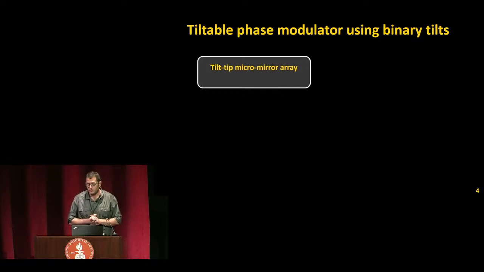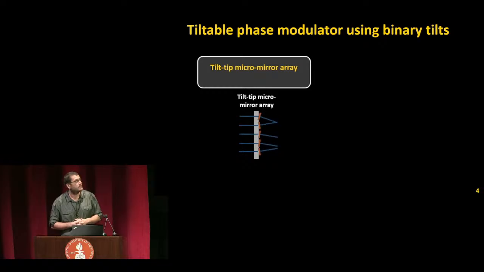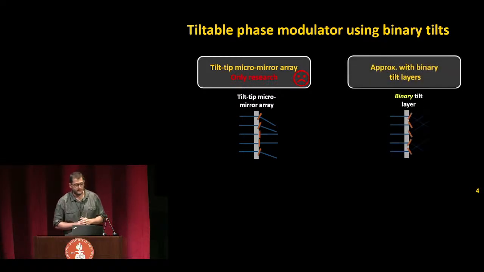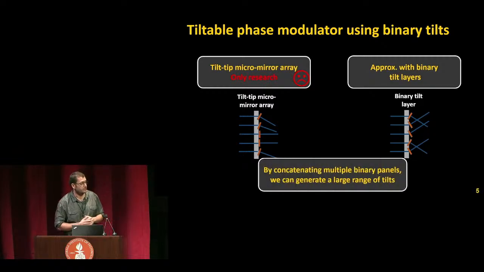Ideally, we do want an array where each pixel can tilt independently over a continuous range of orientations. This is known as a tilt-tilt micromirror array. Such devices have been demonstrated, but they're still at research-grade prototype. What can be built more easily is an array of binary tilt pixels, where each pixel can tilt independently into 1 of 2 orientations. Notice the difference between the continuous and the binary tilts achievable by each of the systems. In this work, we show that by combining multiple binary panels, we construct a device implementing a large range of tilts.